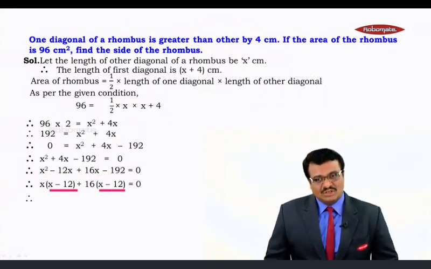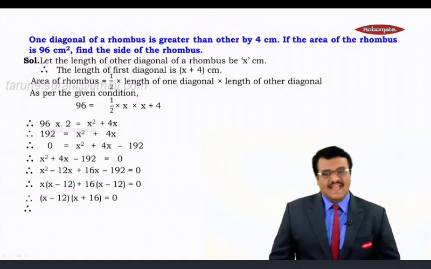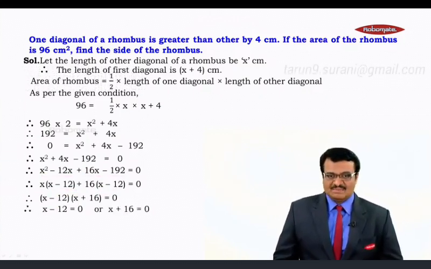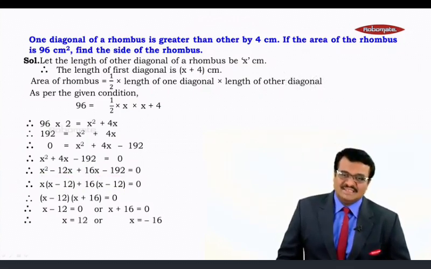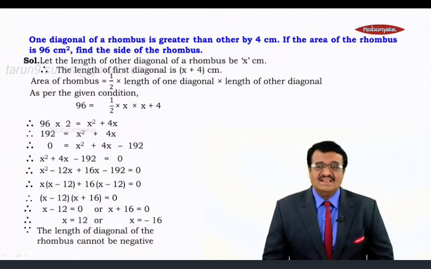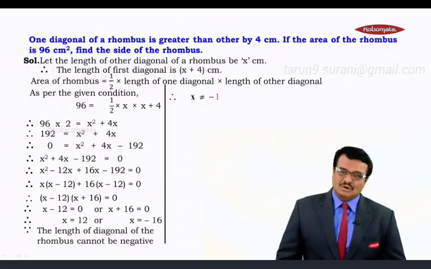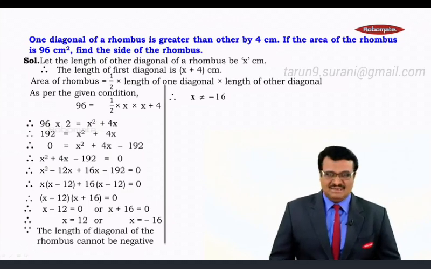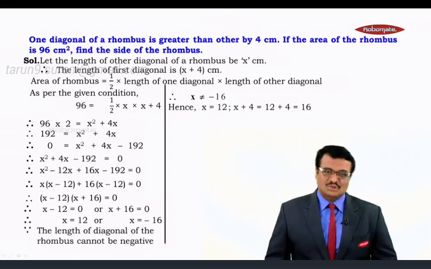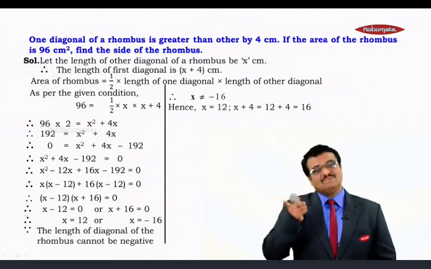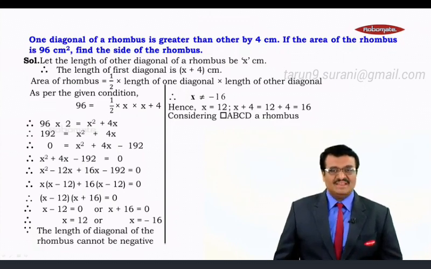So x minus 12 goes out common. What stays inside the bracket is x plus 16, is equal to 0. x minus 12 is equal to 0, or x plus 16 is equal to 0. We get x is equal to 12 or x is equal to minus 16. Right? Since length of the diagonal of the rhombus cannot be negative, x is equal to minus 16 is not acceptable. So x is not equal to minus 16. So what we get is x is equal to 12. Right? Therefore x plus 4 will be what? 12 plus 4, that is equal to 16.